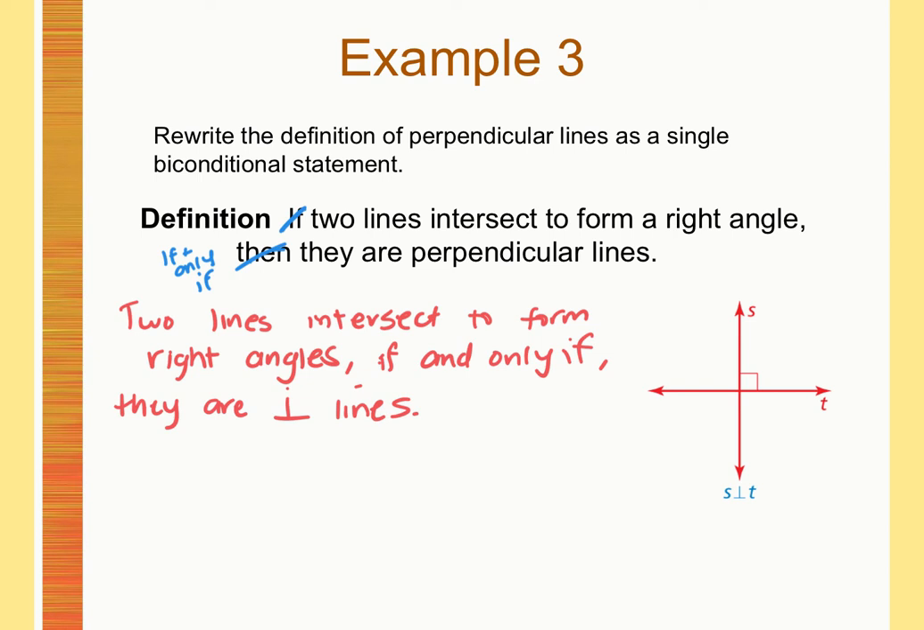It would also be true the other way. So I could say two lines are perpendicular if and only if they intersect to form right angles. So that would also be true. Questions on that one?